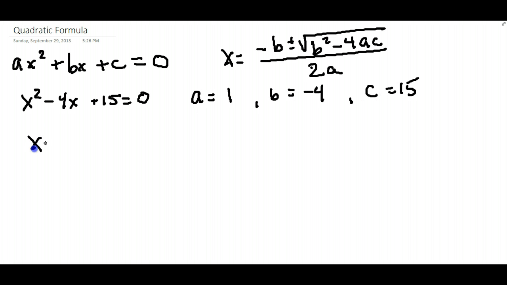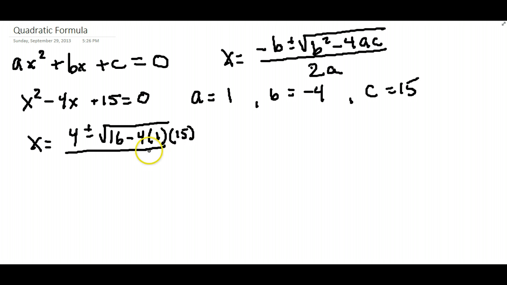So then we have x equals, the opposite of b is negative 4, so that is 4, plus or minus the square root of b squared, b again is negative 4, so that's a positive 16, minus 4 times a, which is 1, times c, which is 15, all over 2 times a, or 2 times 1. Okay, so now let's simplify this. What do we get when we simplify underneath the radical first?